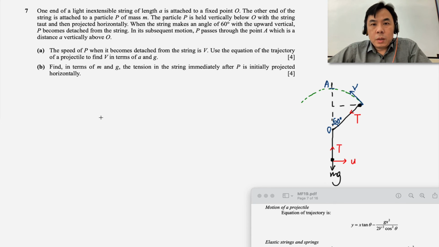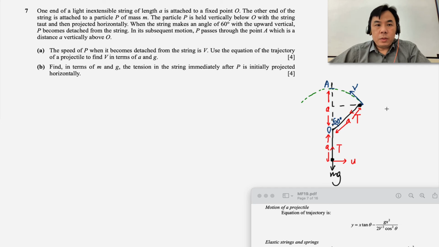When the string makes an angle of 60 degrees with the upward vertical, this is what they mean by 60 degrees with respect to the upward vertical line, P becomes detached from the string. In its subsequent motion, P passes through the point A, which is a distance a vertically above O. So this is a vertically above O. And we also know that the length of the string is a, so this length of the string is a.